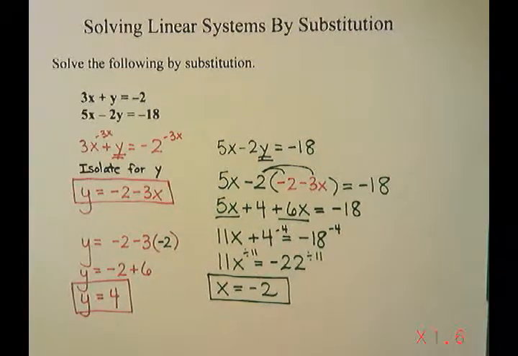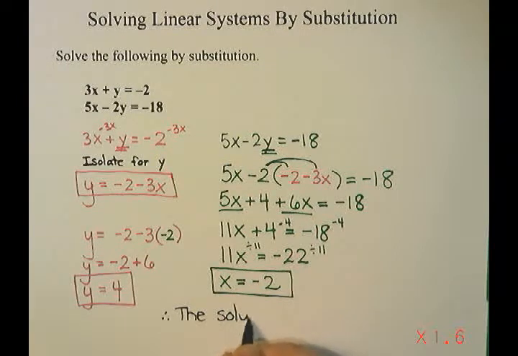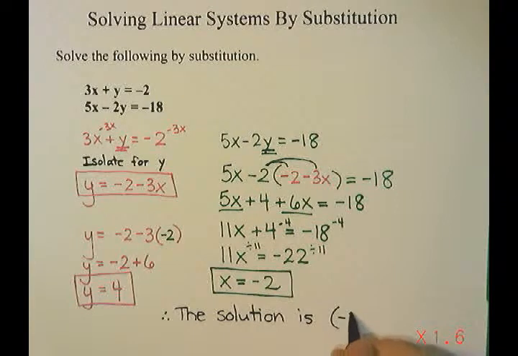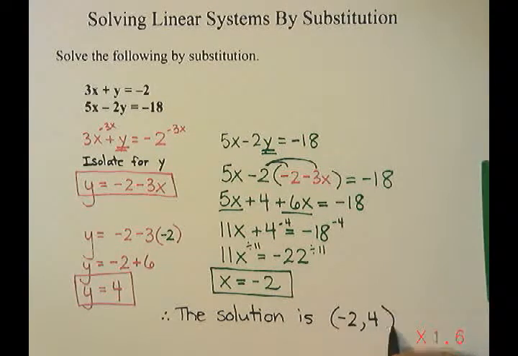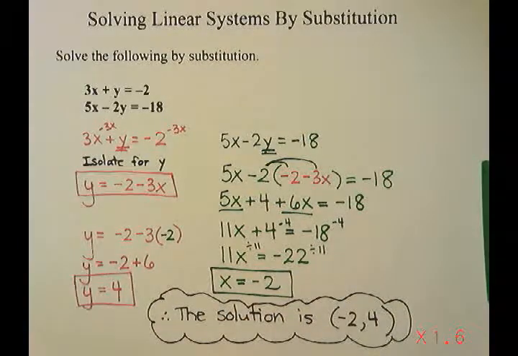Which means that these two lines intersect, and they intersect at the point -2, +4. So the solution is the point -2, +4. And that's solving by substitution.